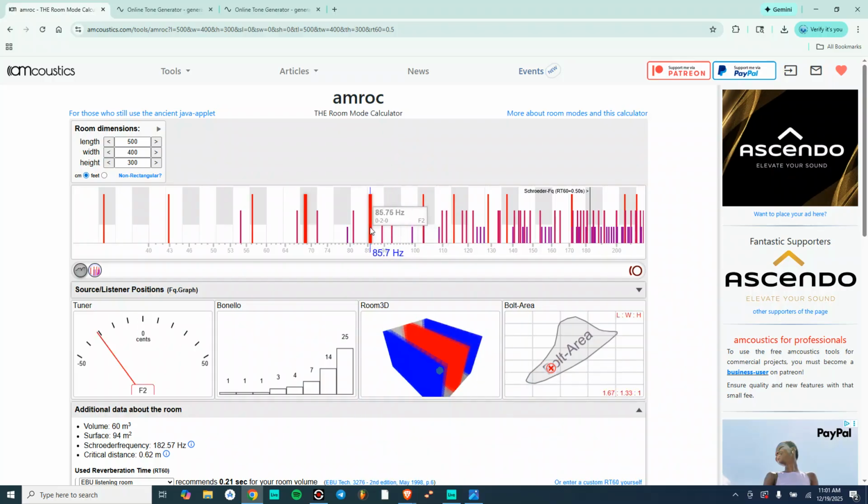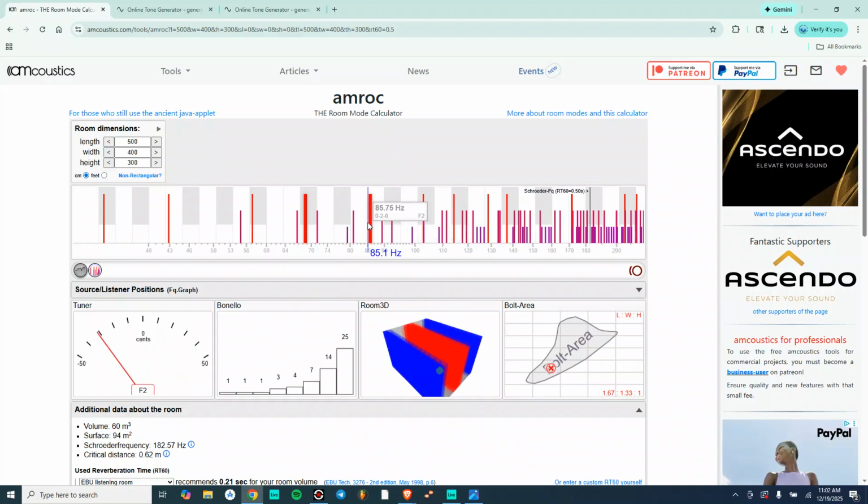Again, the frequencies are 85.75 and 102.9. The length, width, and height of this model is 500, 400, and 300 centimeters. It's not exactly like the King's Chamber, but if you want to put in the dimensions of the King's Chamber, then you could figure out all the resonant modes of the King's Chamber. So yeah, there's acoustic spin.